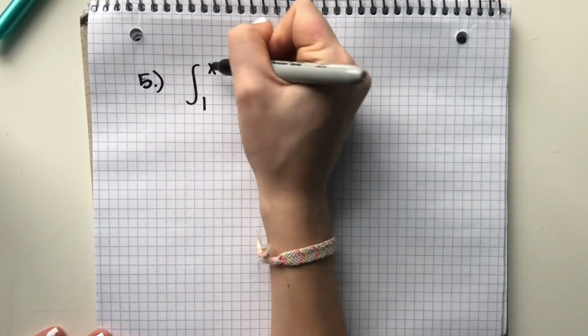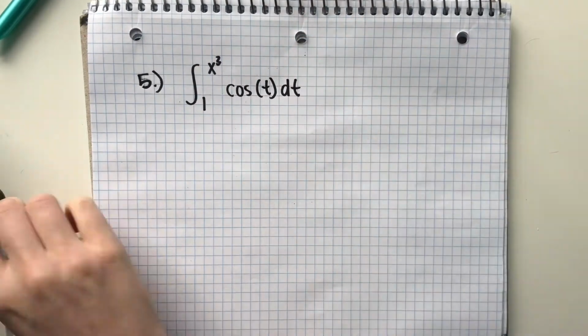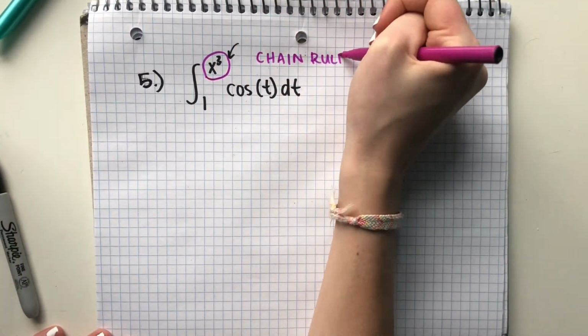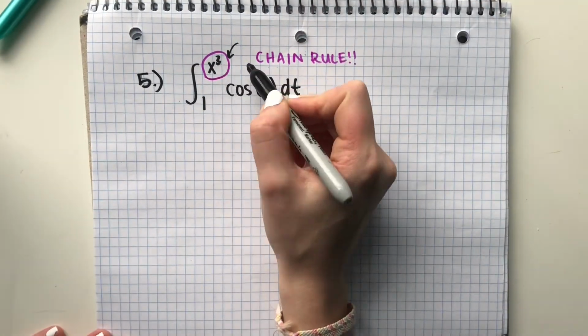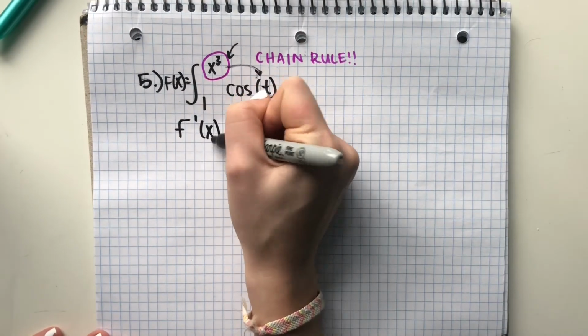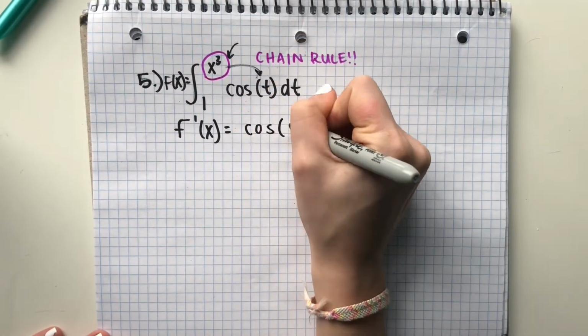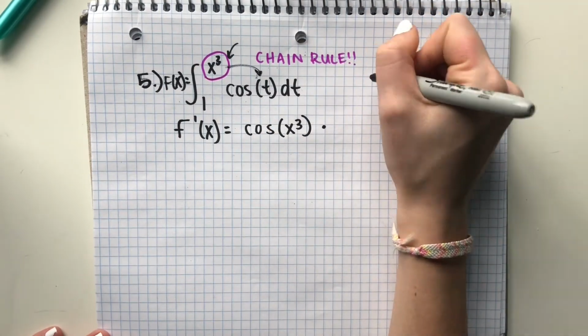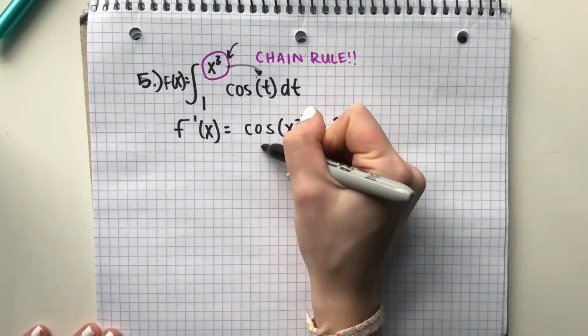It should be number 4, but it's number 5. So what are we going to do now that there's an x cubed? If we have an x cubed, we're going to use chain rule. So how do we do that? We are going to find f prime. We're going to plug in that x cubed, but then we're also going to have to multiply it by the derivative because that's chain rule.